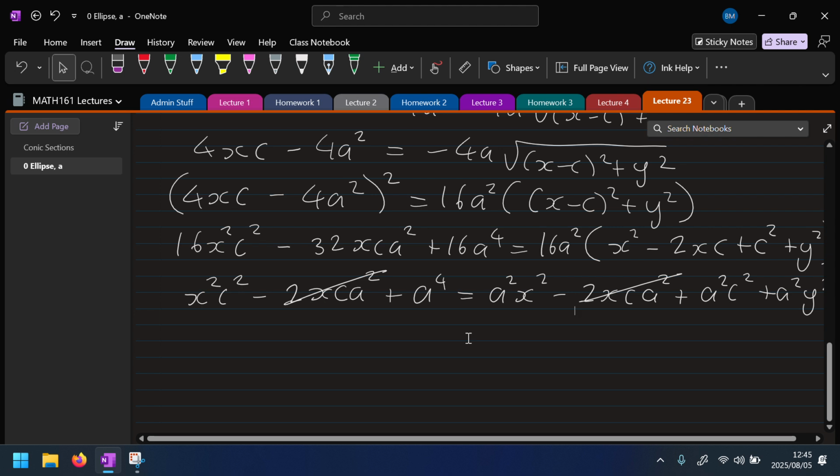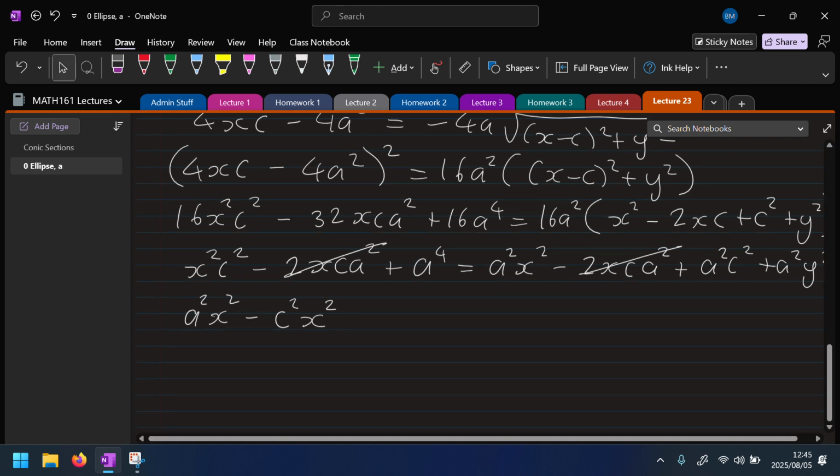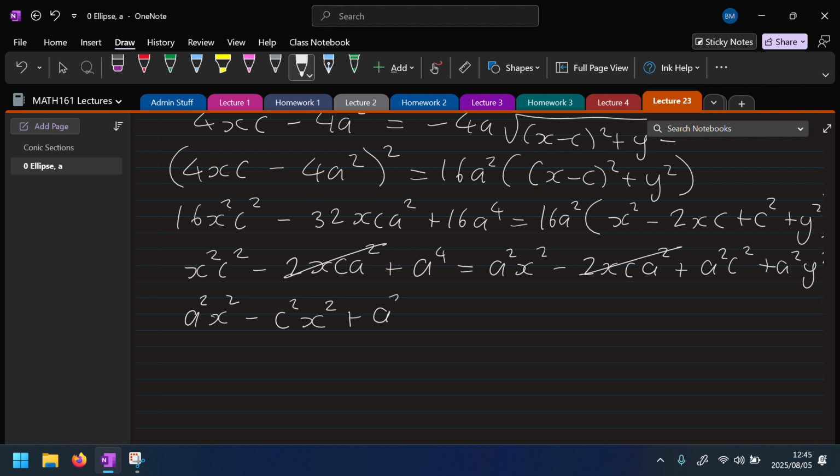Okay, so let's take everything over to one side, and then we'll try and simplify as much as possible. Okay, so we're going to have a squared x squared. We're going to leave that over there. Okay, from that right-hand side, we're going to leave it. Okay, minus c squared x squared. Okay, from there. Plus a squared y squared. That's that last term on the right side there.